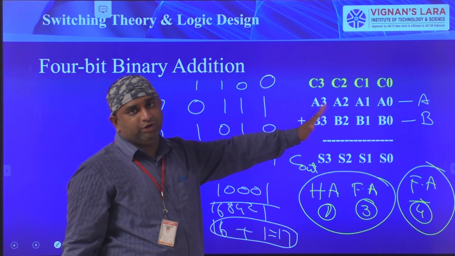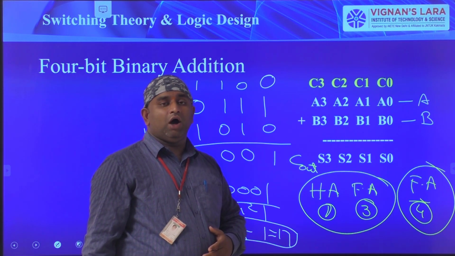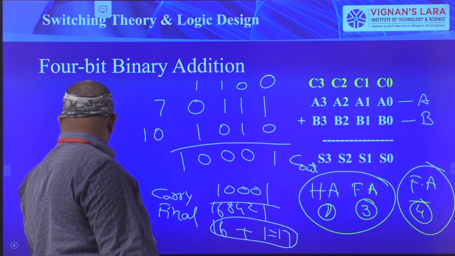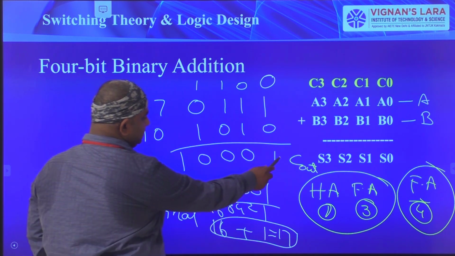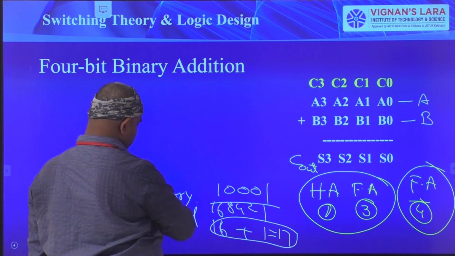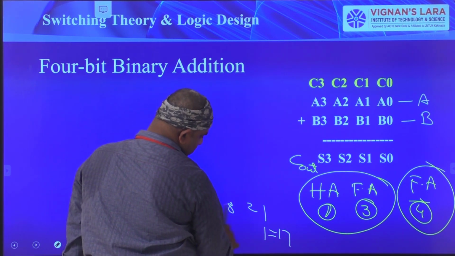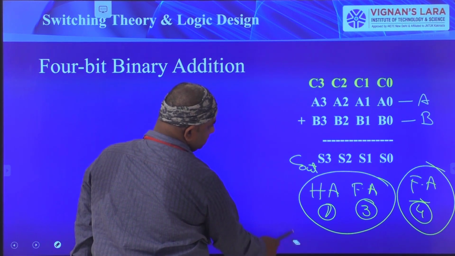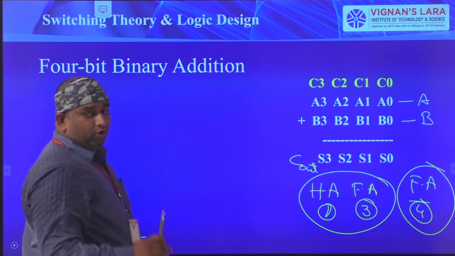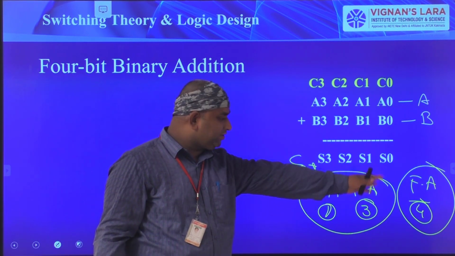Now you have to draw a 4-bit binary adder by using full adders. Okay. So now my task is, see here, I am erasing all these things. Right. I said that we have to use either one half adder and 3 full adders, otherwise 4 full adders.